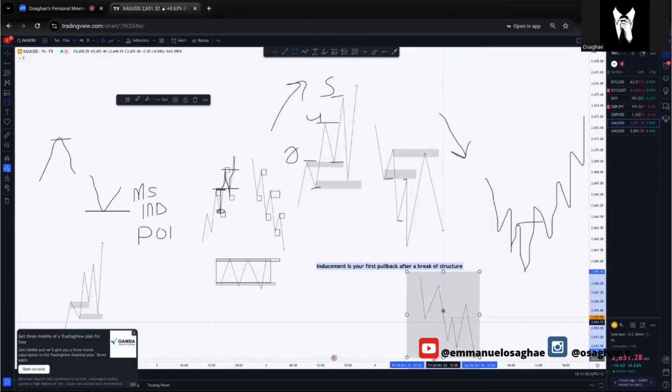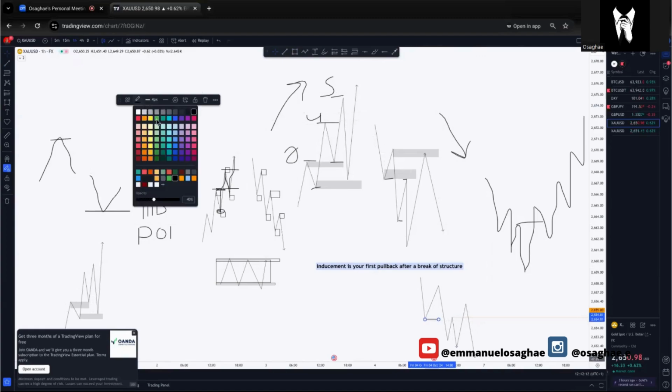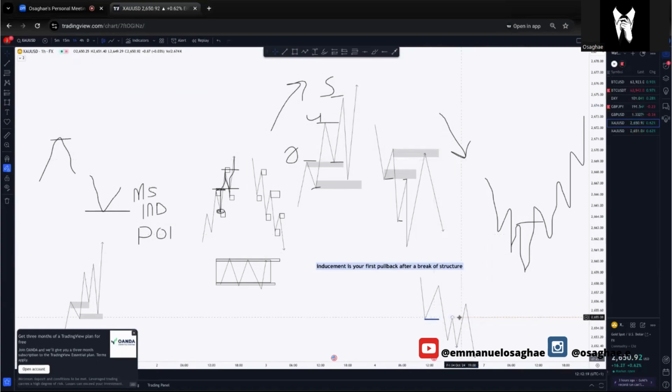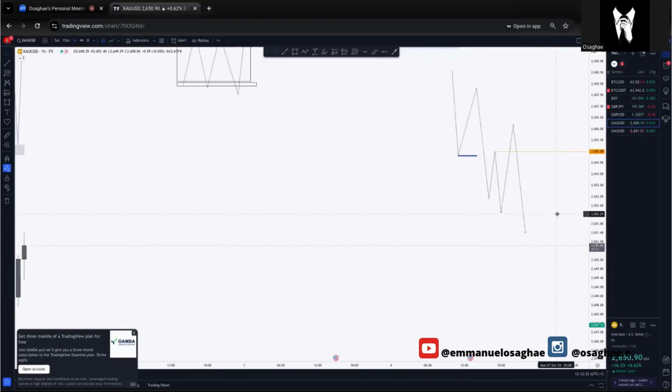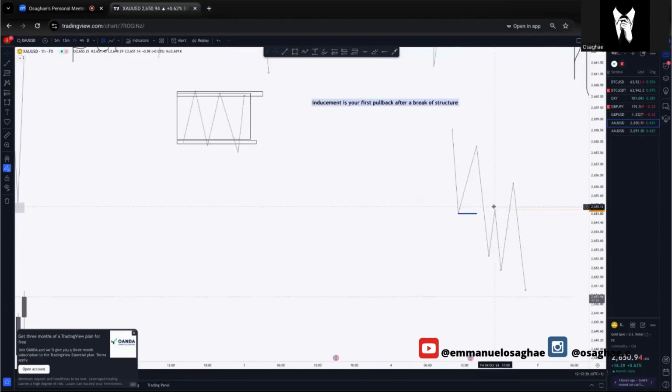This is what the market truly wants to do. So once you have already spotted your break of structure, look, we broke structure here. This is our break of structure. The next thing is our inducement, which is this line here. Let me use different colors and make it big. I'll make the break of structure blue. This is the inducement here. So that's the break of structure, and now this is the inducement.